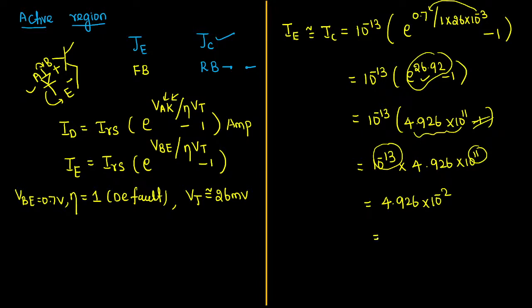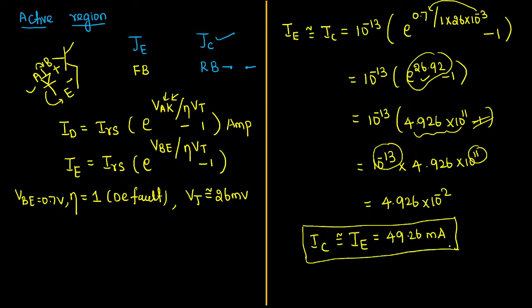From this I can say it can be further written as 49.26 milliampere. So this is the value of emitter current, or you can also approximately call it the collector current. So the value of collector current equals 49.26 milliampere. I hope you all understood this one, right?